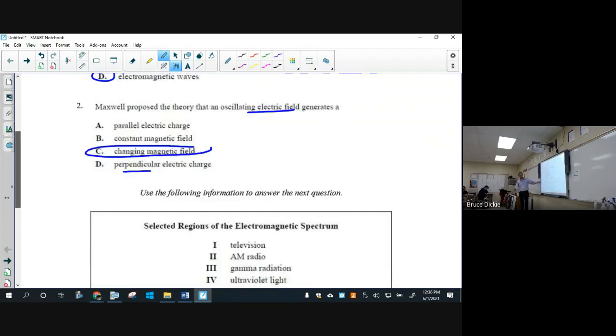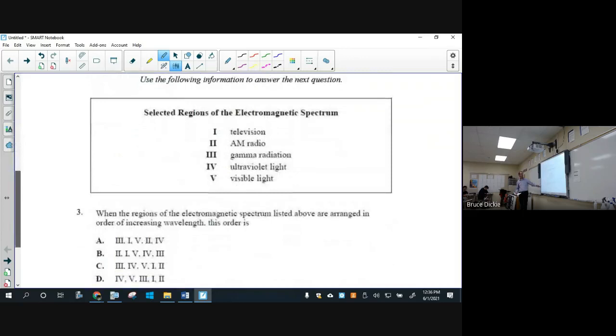Next question, number 3. Selected regions of the EM spectrum. We've got a bunch of them here. You want to rank them in terms of increasing wavelength. Listen, details, right? Increasing wavelength. It is so tempting to say, oh, I've learned these: radio waves, microwaves, infrared, visible light, ultraviolet, X-rays, and gamma rays. Yeah, that's right if you're talking about increasing frequency. If you're talking about increasing wavelength, then you're going in reverse, right? It's decreasing frequency.